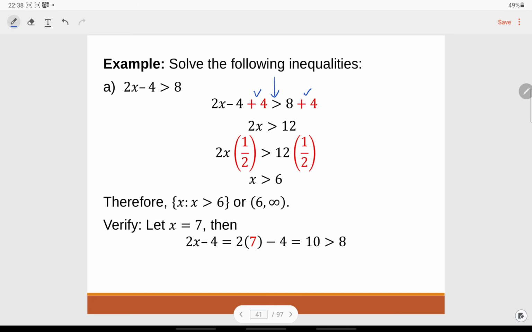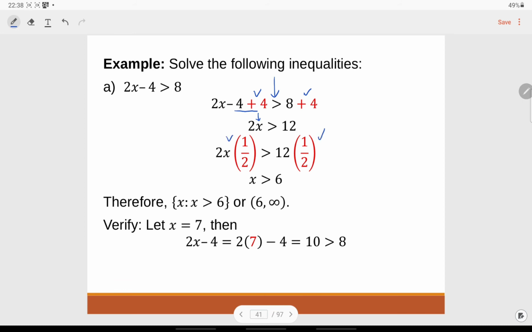Okay, so we add plus 4 at both sides, so this becomes 2x, because negative 4 plus 4 equals 0. At the right hand side, we have 12. Now our interest is to know what is the value for the x. So in order to eliminate 2, we need to multiply both sides by half.